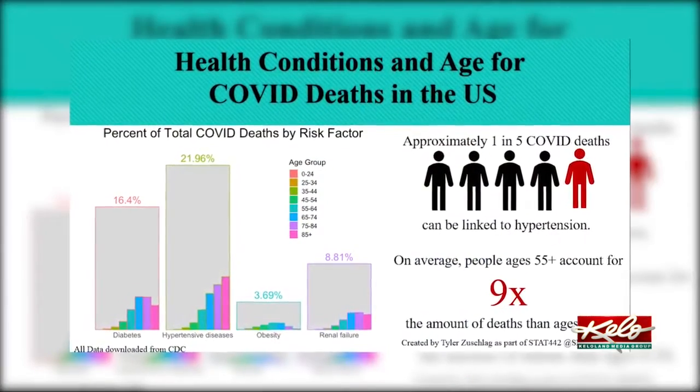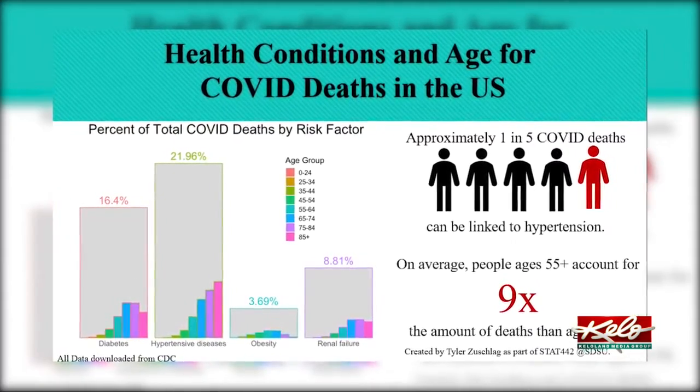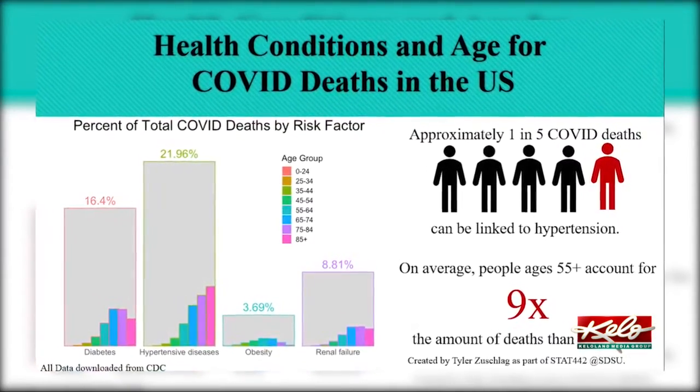Tyler Zuschlag decided to take a look at health conditions and age for COVID-19 deaths in the U.S. I went to the CDC website and looked at the risk factors specifically that they had mentioned, and I noticed the four big ones were diabetes, hypertension, obesity, and renal failure, so kidney failure. And so those were the four that I decided to focus on just for my infographic.